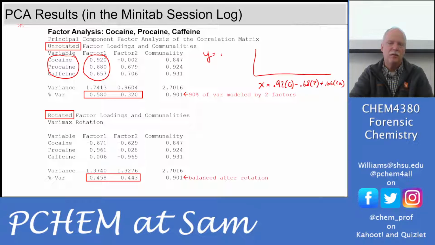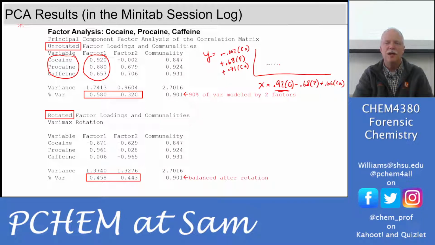And then the y-axis is really not using the cocaine at all. It is equal to essentially negative 0.002 times cocaine plus 0.68 times procaine plus 0.71 times caffeine. So the major factor in the x-axis is the cocaine value, plus a little bit of procaine and some caffeine, and then notice how the y-axis is mostly just procaine and caffeine, almost no cocaine.